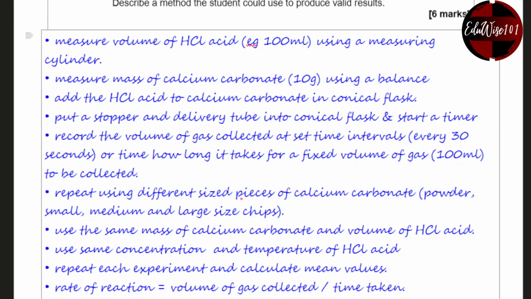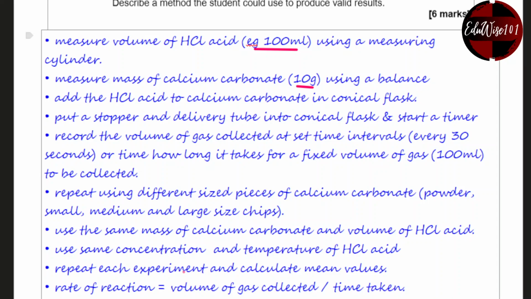Repeat using different size pieces of calcium carbonate. Remember, they're trying to find out how the particle size affects the rate of reaction. So I've given here example powder, small, medium and large size chips. Use the same mass of calcium carbonate. That's why I mentioned 10 grams, and volume of hydrochloric acid 100 ml, and use the same concentration of the acid and starting temperature, for example room temperature, of hydrochloric acid.